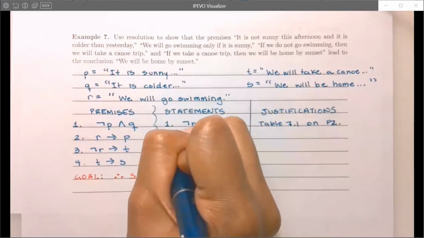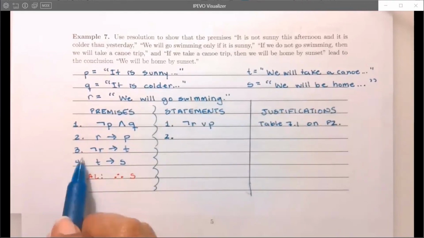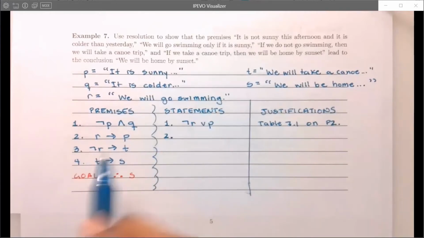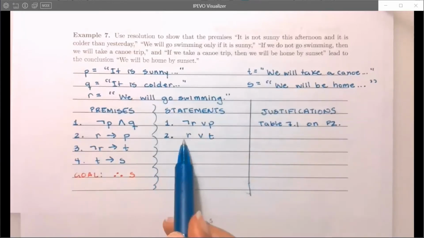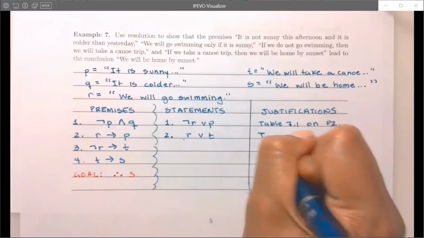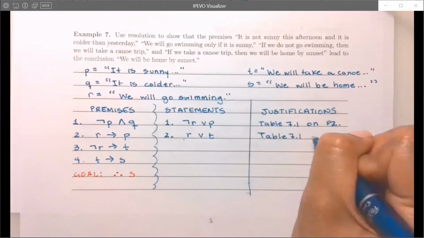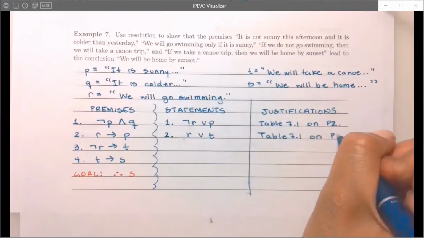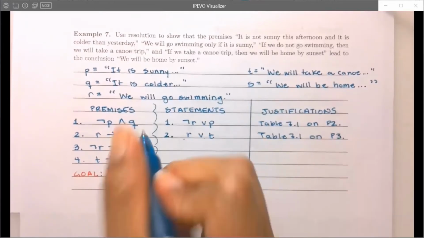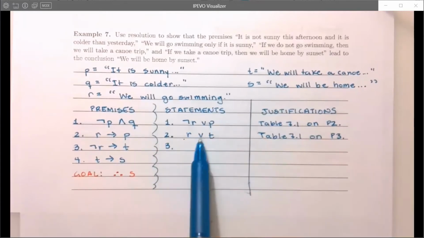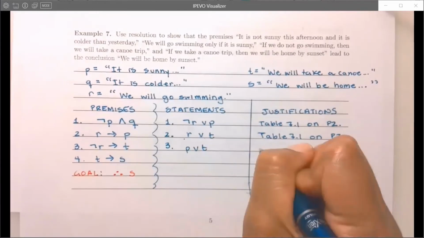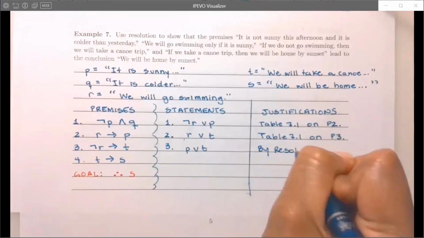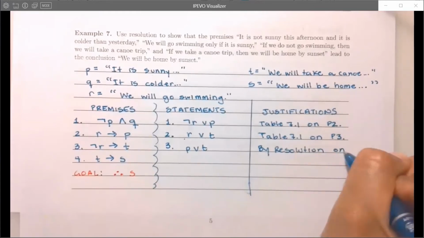I'll do the same thing for premise number 3, but statement number 2. So that's going to be R or T, because we would have negation of negation R, that simply becomes R or T. That's table 7.1 on premise number 3. Now if we take these two together and apply resolution, these would cancel out and we would end up with P or T. So we have P or T by resolution on 1 and 2.